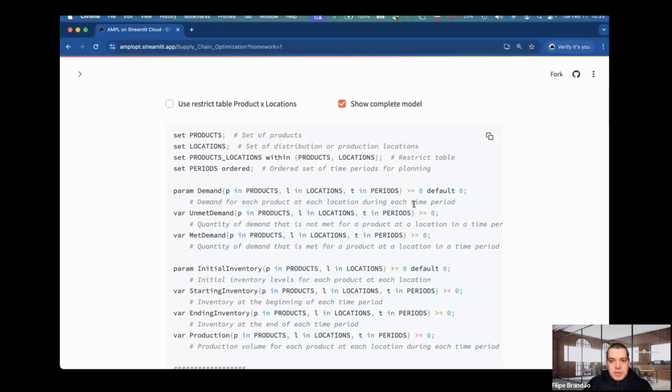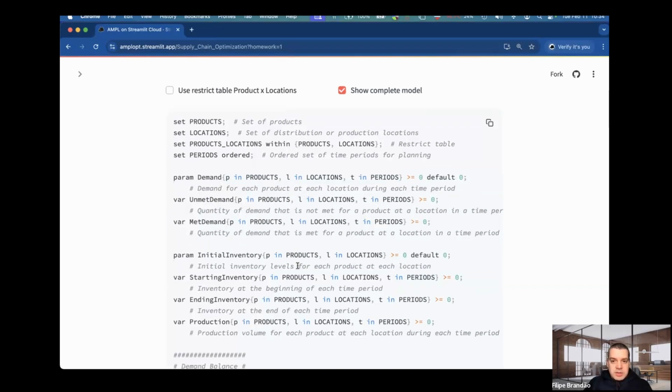So when declaring a parameter, you can also have some conditions on them for validating data, but other than that, the main purpose is to hold data. Then there are the variables, what we are going to be looking for when optimizing, also indexed over various sets.